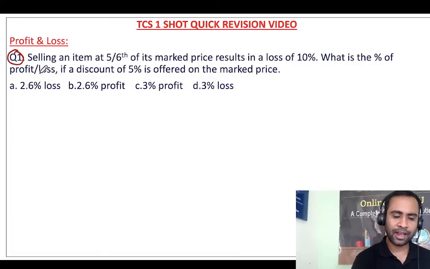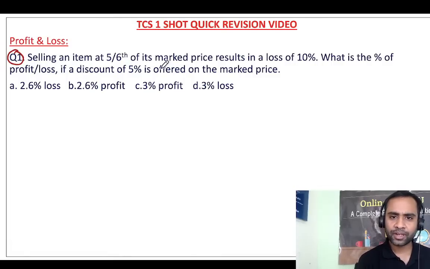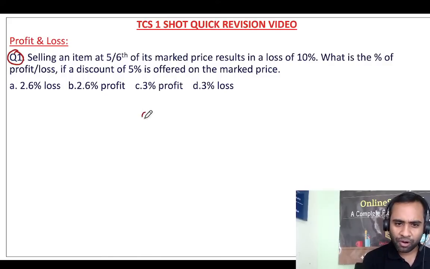Okay. Now, selling an item at 5 by 6th of its marked price results in a loss of 10%. What is the percentage of profit or loss if a discount of 5% is offered on the marked price? Now, please try to understand here. Selling at this marked price results in a loss. So, cost price I am assuming as 100 rupees.